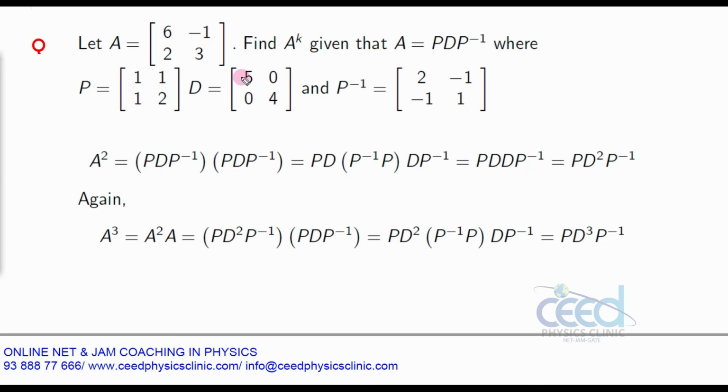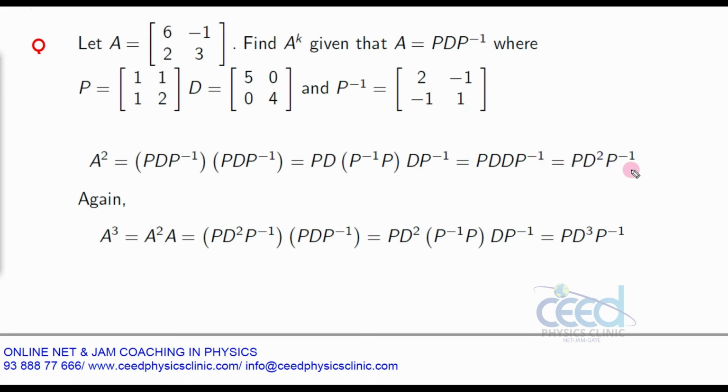Once you get the eigenvalues, you can write the diagonalizing matrix, that is D. This diagonal matrix is a result of this diagonalization, that is [5 0; 0 4]. So instead of finding A square, you can find PD square P inverse. If you want to find A cube, you can find PD cube P inverse. You can prove this, you can check this. So this is an important result.